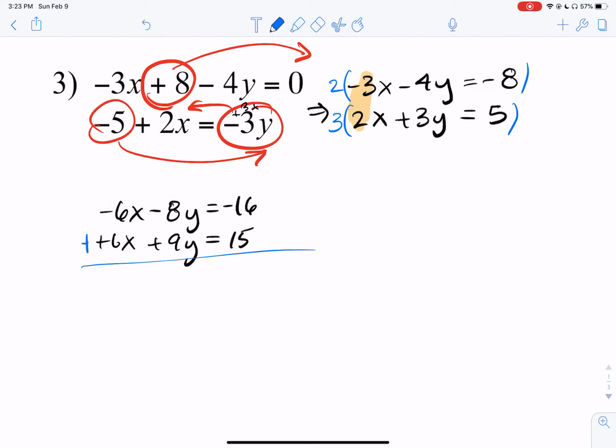So if I add going downwards, this again gets eliminated like I want it to. We end up with 1y is equal to negative 1. So the value of y is equal to negative 1.